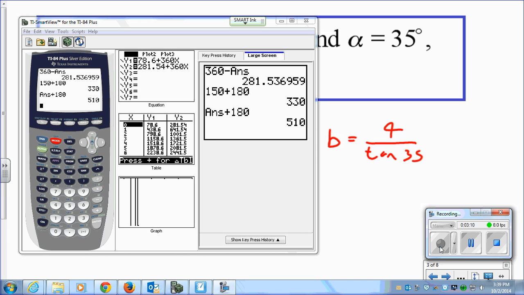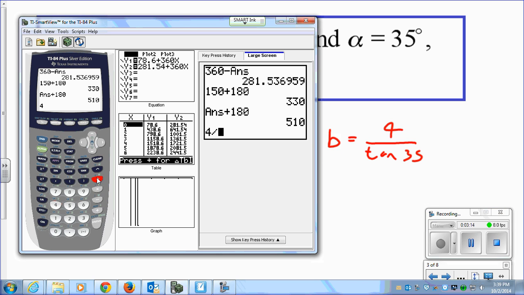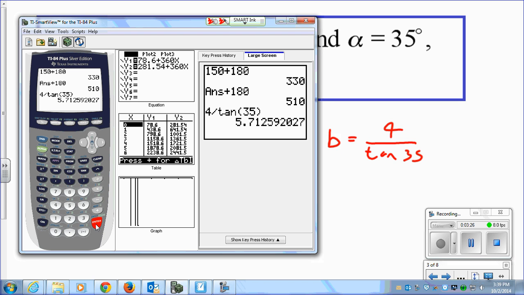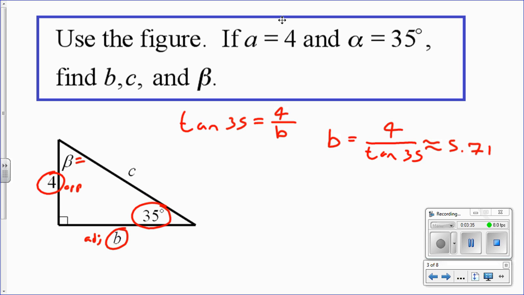So I can go ahead and get my calculator out and solve for b by doing 4 divided by the tangent of 35. Because I'm touching tangent, I want to make sure I'm in the right mode in degrees, and I'm going to see that I'll get a side length of 5.71. Okay, so then from there, we have found b.